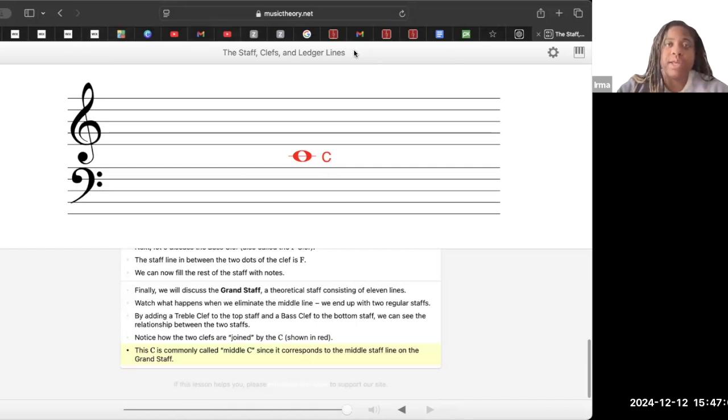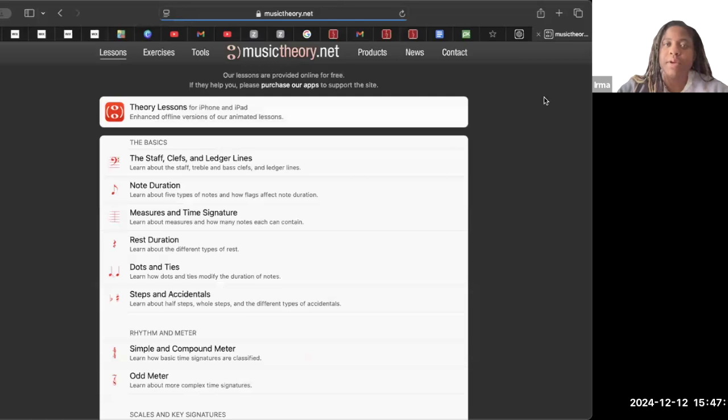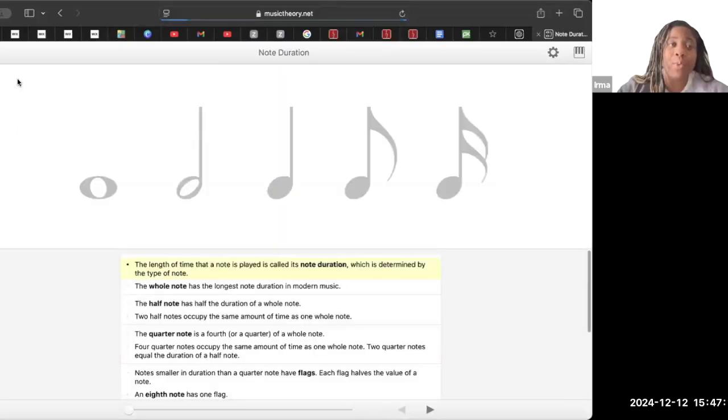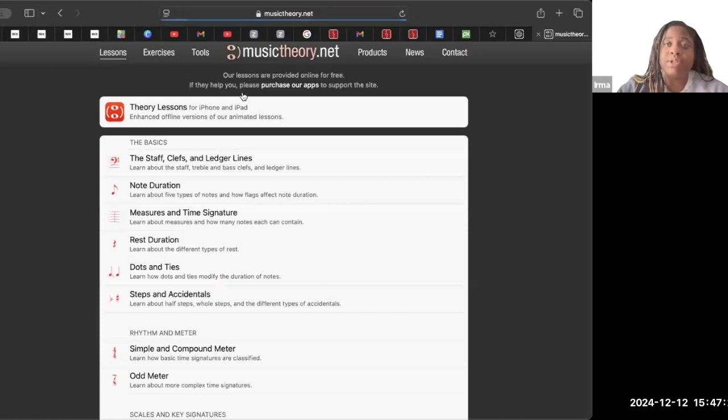So let me move us. Let me move my screen. Okay. Let me move us over here to notation duration. By the way, I wanted to bring to your attention that I'm using musictheory.net.